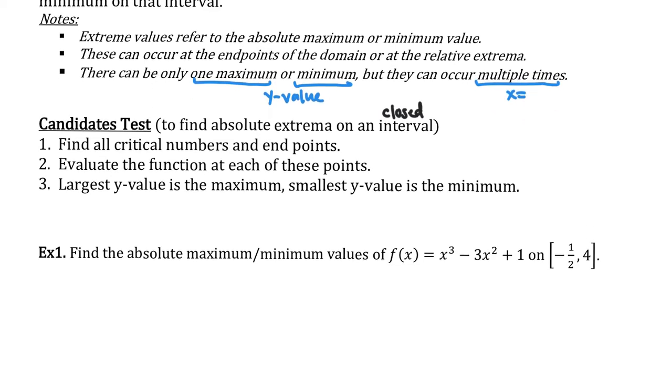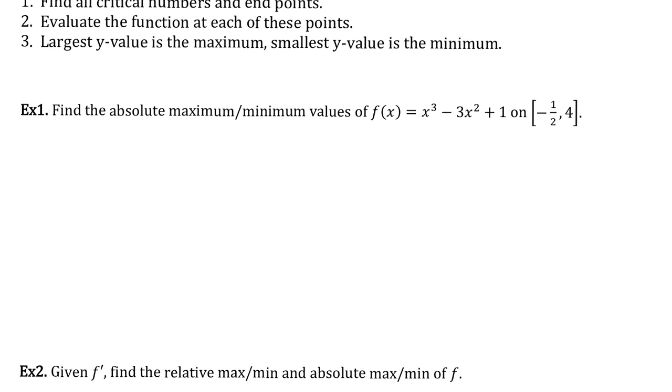Let's go ahead and look at example 1. Example 1 says find the absolute maximum and minimum values. I'm going to start off by finding the derivative, just like we've been doing, to find the critical numbers. The critical numbers occur when f prime equals 0 or when f prime is undefined. So let me set this equal to 0. I'm going to factor out the 3x.